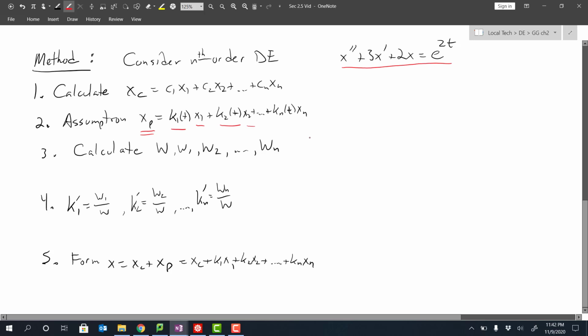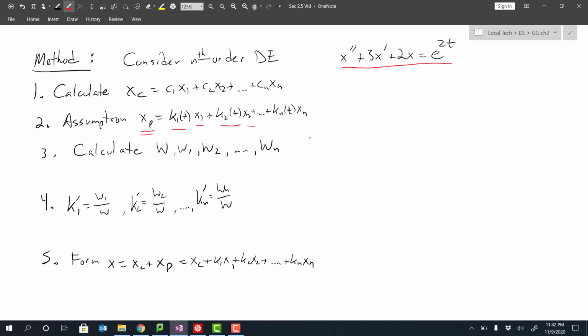So we know that xp can't be a constant times our solutions to the homogeneous equation. So instead we assume it must be some function times the solutions to the homogeneous equation. So that's our assumption. Then how do we go about finding these mystery functions k1, k2, and k3?